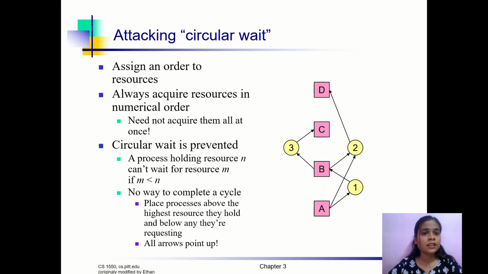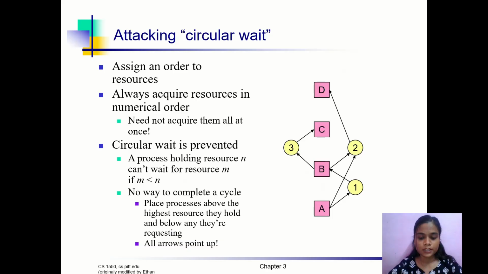Attacking circular wait: assign an order to resources. Always acquire resources in numerical order. No need to acquire them all at once. Circular wait is prevented. A process holding resource n cannot wait for resource m if m is less than n. No way to complete a cycle. Place processes above the highest resource they hold and below any they are requesting.